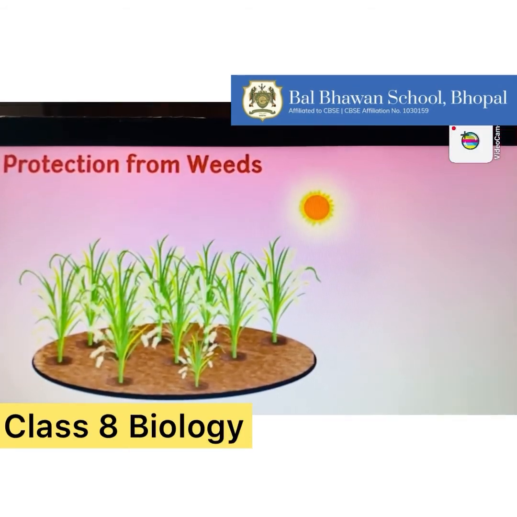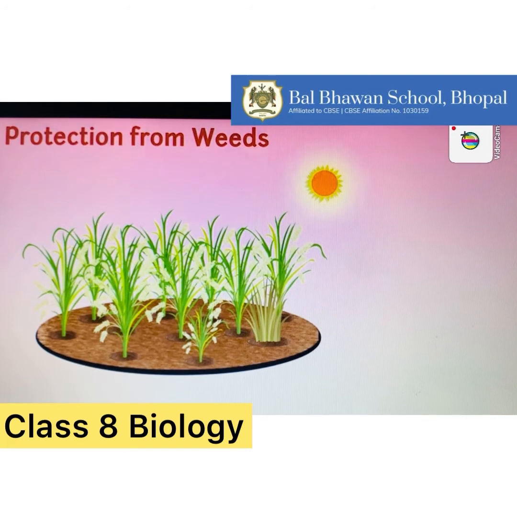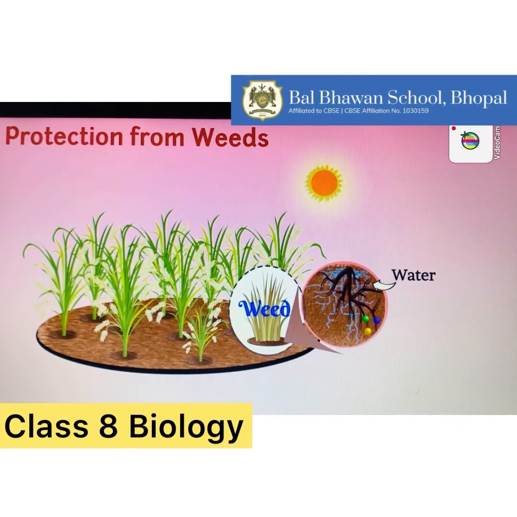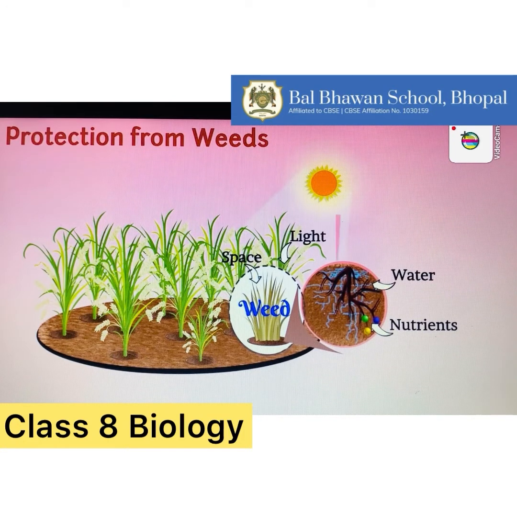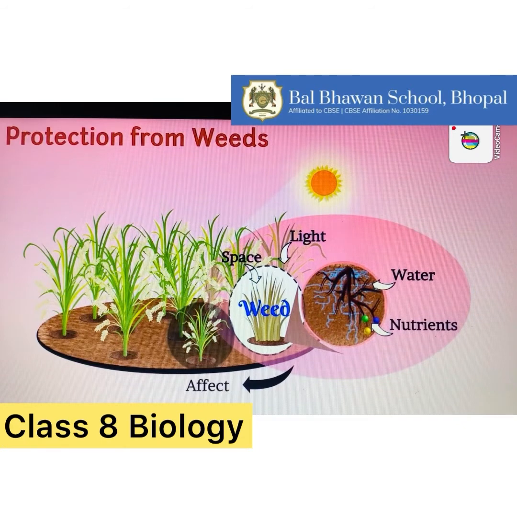Along with desired crops, many other undesirable plants grow naturally. In the fields, all plants other than crop plants are called weeds. Weeds consume water, nutrients, space, and light. Unavailability of all these factors affects the growth of crops.